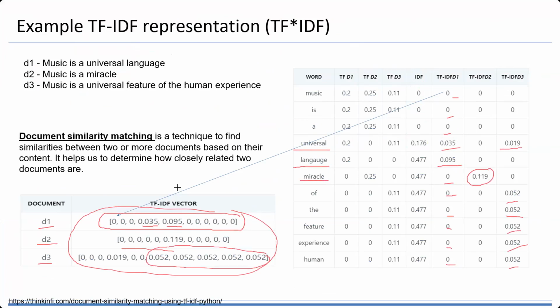So using these TF-IDF vectors, we can do machine learning later. We can use these as features for machine learning, and we will check the importance of these features to do something like text classification or text clustering, etc.